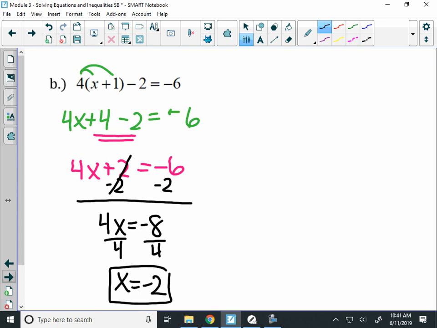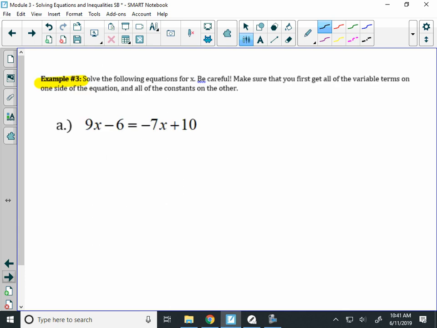All right, moving right along to example 3. Solve for x. Now notice here that there is an x on both sides of the equal sign. There's also a constant on both sides. It does not matter which you move first, what x or what constant. Just pick something and move it. I'm going to start with the -7x. I'm going to add it.